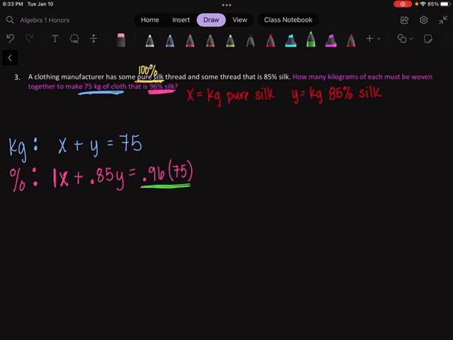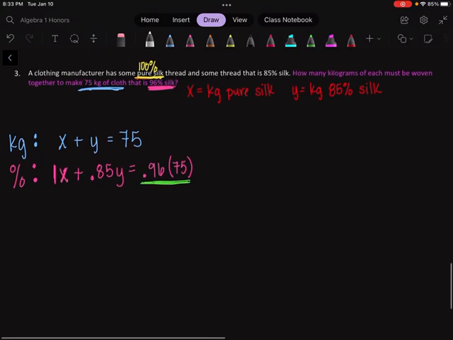So I'm going to just rewrite this, because I'm going to multiply 0.96 times 75, which is 72. Okay, so I'm just going to rewrite it here for us, which I'll do in x. So x plus y is equal to 75. And then I have x plus 0.85y is equal to 72.